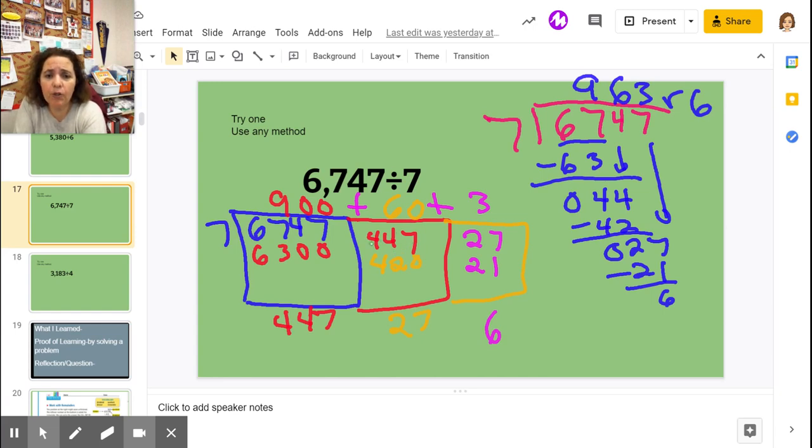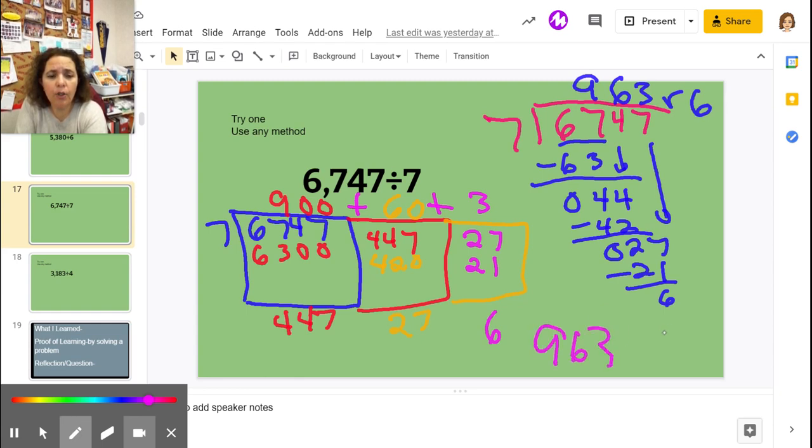447. 7 goes into 44 6 times, and I still have another number, so that makes it 60. So 60 times 7 is 420. Subtract gives me 27. Put my 27 in my other section, and 7 goes into 27 3 times. 27 take away 21 is 6. So again, 900 plus 60 plus 3 gives me 963, remainder 6. So I got the same thing.